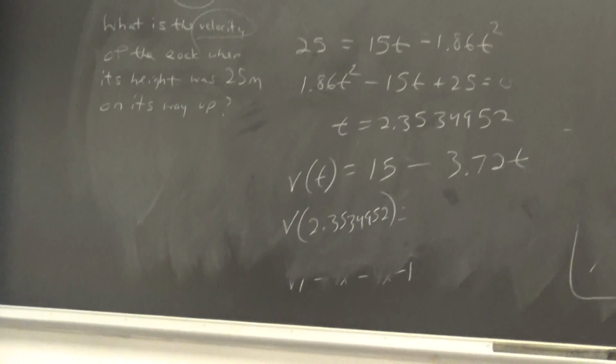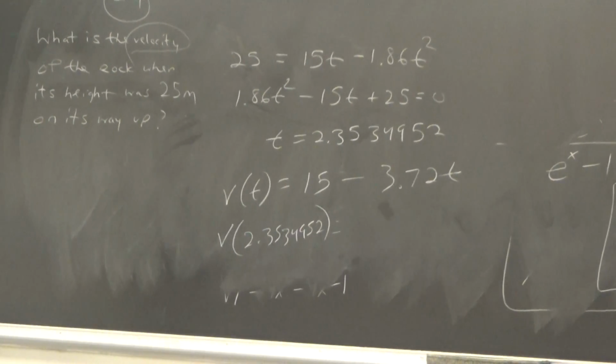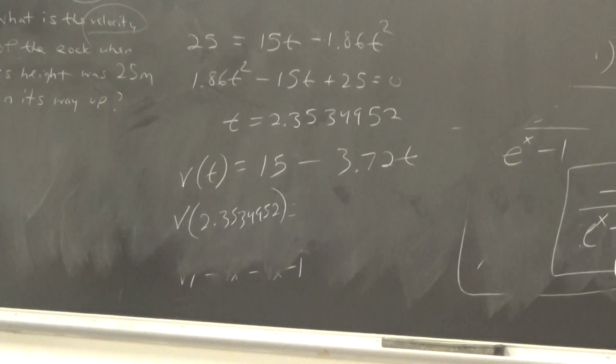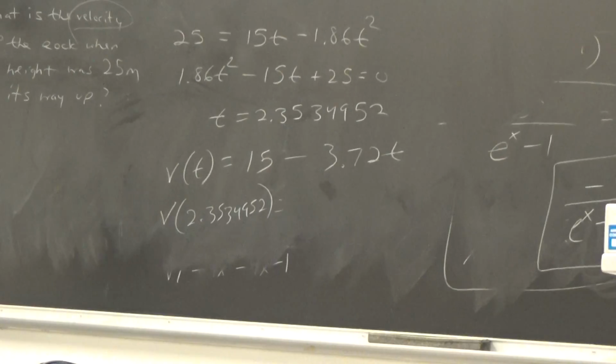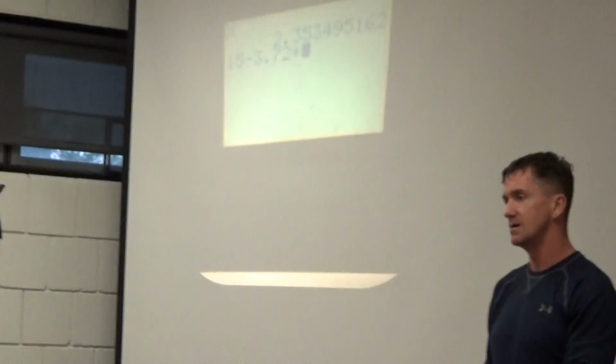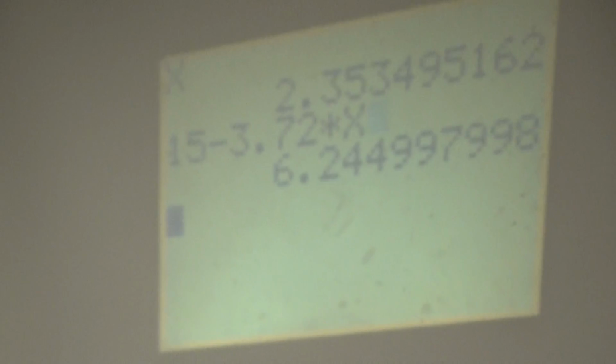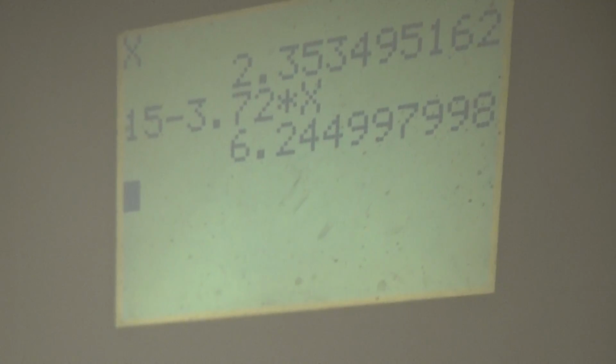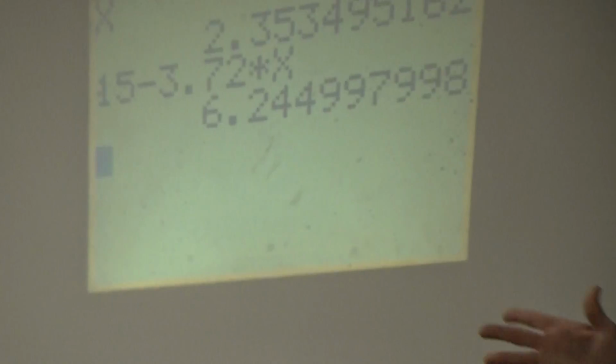Watch how I type this on my calculator. 15 minus 3.72, watch what I do, times what letter? X. It'll do that. Cool? Because X is that number. I made sure it was that number. There it is. So the calculator is designed to facilitate this kind of stuff.